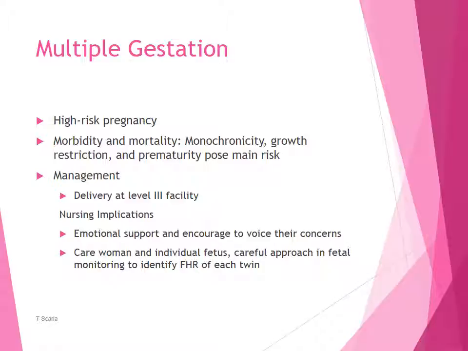And management of multiple gestation is done. The delivery is preferably done in a level 3 facility, but I have seen twin gestation births happen at level 2 facilities all the time, but we prefer it be done in a level 3 facility. The nursing implications are emotional support and encouraging them to voice their concerns, and care of the woman and each individual fetus. So remember, there are two fetuses, so the care should be given to both, and a careful approach in fetal monitoring to identify the fetal heart rate of each twin should be done.